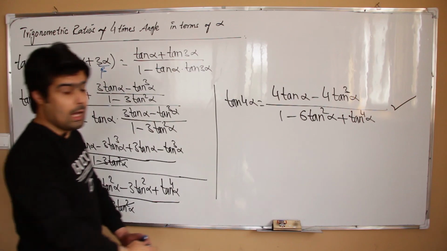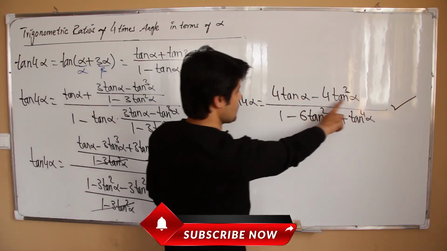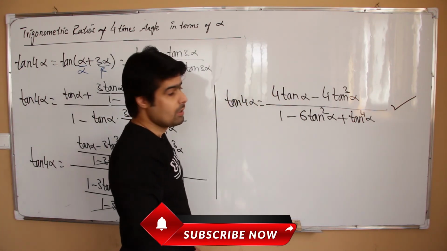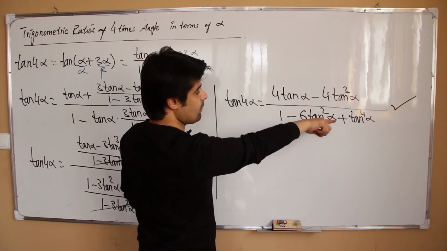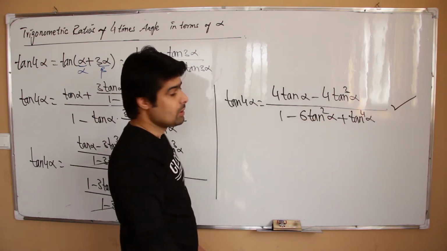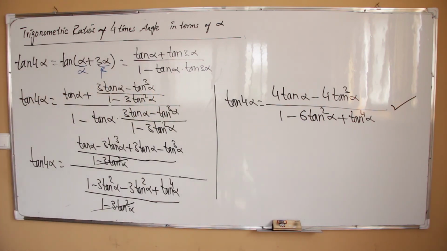If this one is alpha, all of them, so this is 4 alpha. If this one is 2 alpha, this is 4 times 2 alpha, which is 8 alpha. If this one is 5 alpha, 5 alpha, 5 alpha, so what is 4 times 5? 20. So it should be the formula for tangent of 20 alpha. I think you have got it. Write it, please.